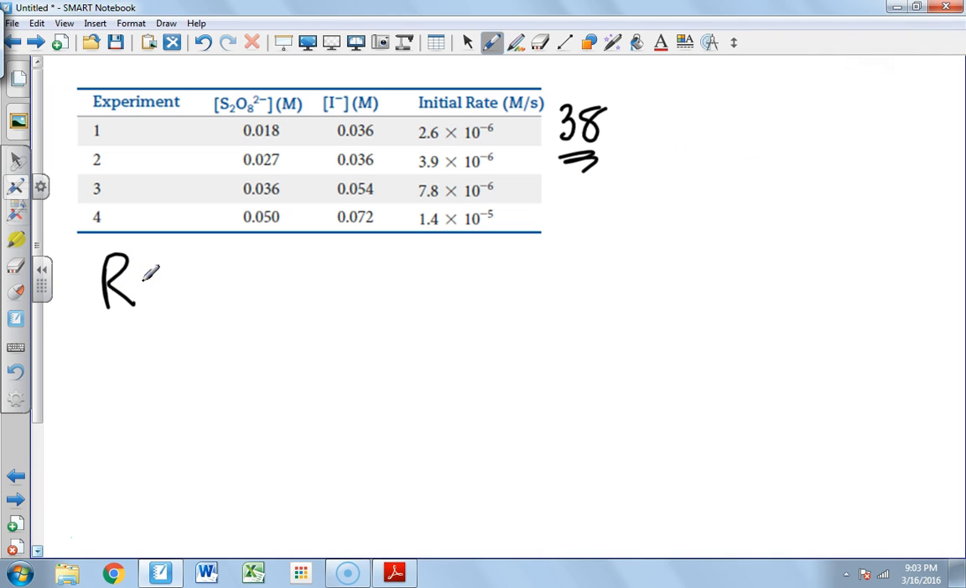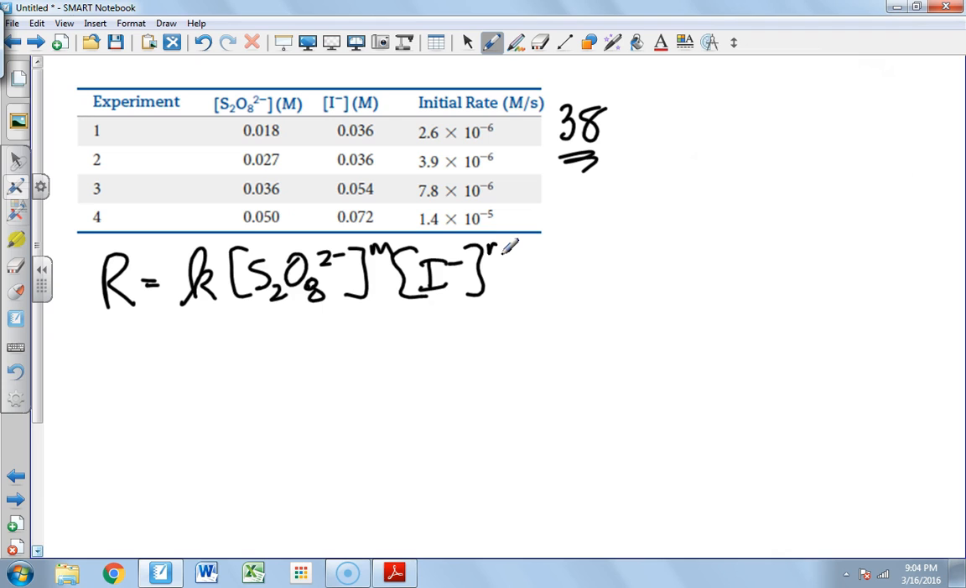So the rate law: R equals script k, and I use the script k because I don't want to get confused with capital K, the equilibrium constant. So that's k, the rate constant, times the concentration of S2O8 2-, to some power m, times I-, raised to some power n.